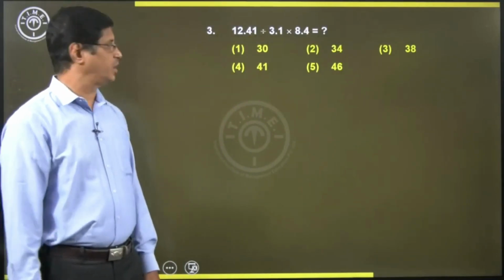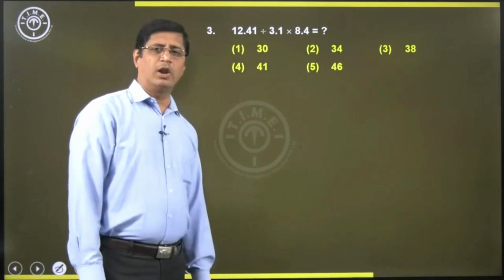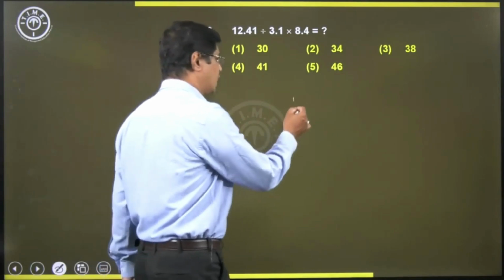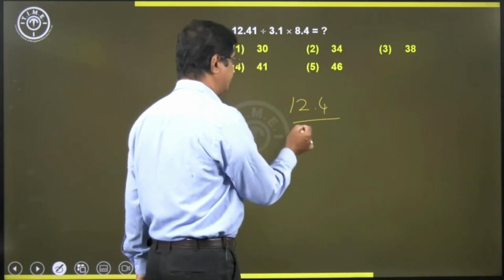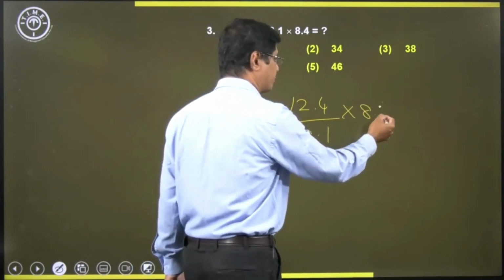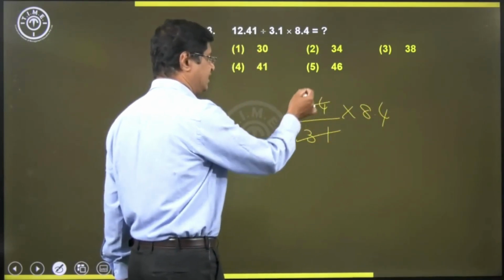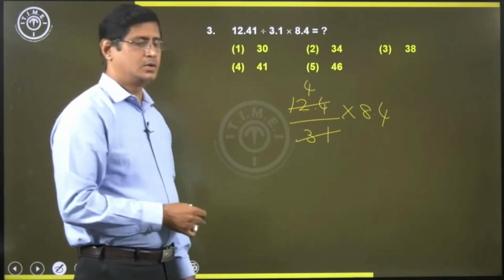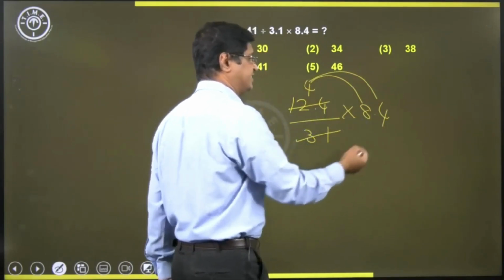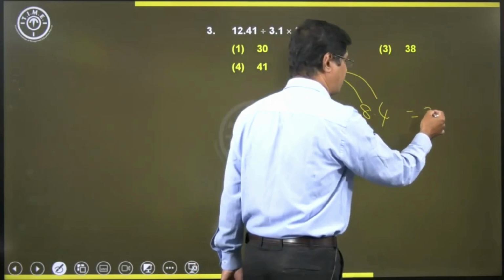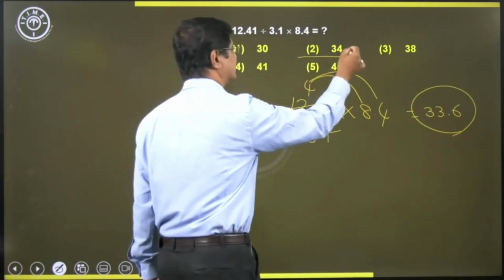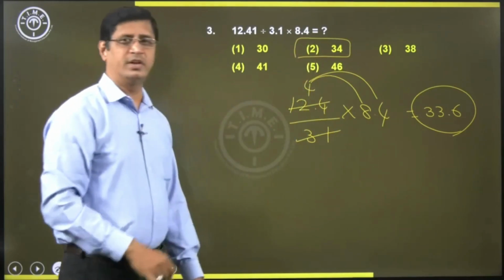Next question on your screen. 12.41 divided by 3.1. So 12.4 divided by 3.1 into 8.4. Here exactly it goes 4 times. Now 4 times 8 is 32 plus 1.6. 32 plus 1.6 means 33.6. Now approximately it is 34. Option 2 is the right choice.